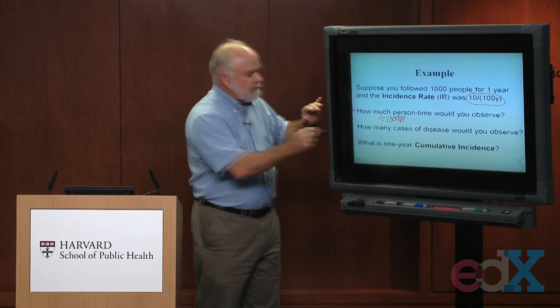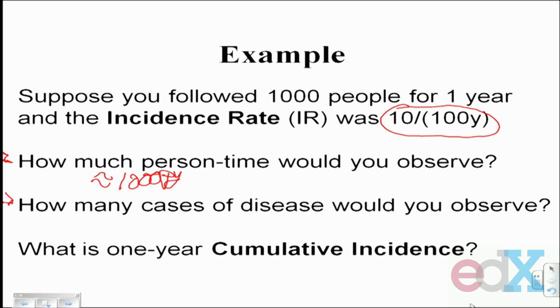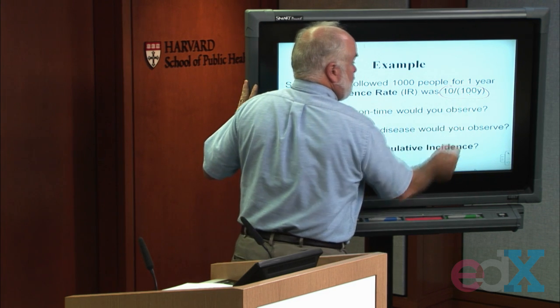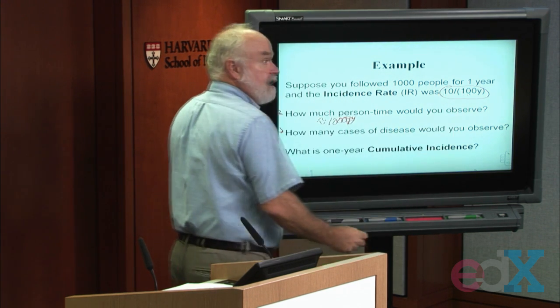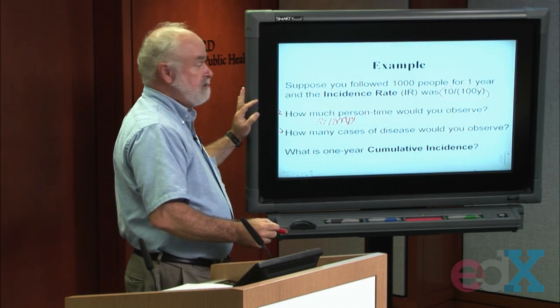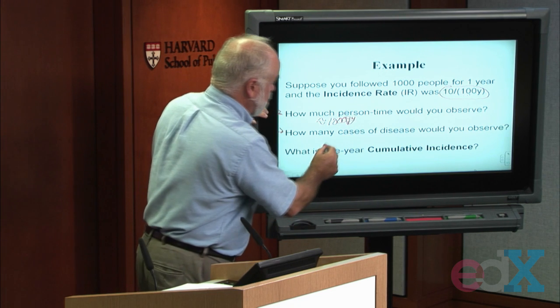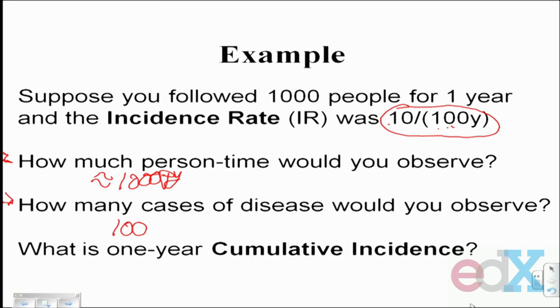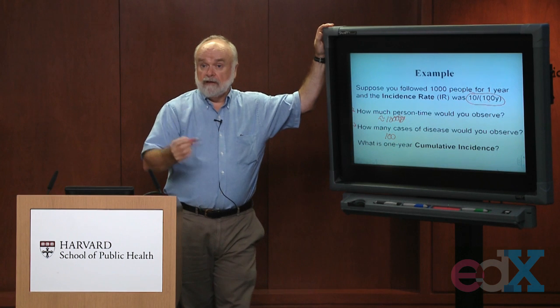How many cases of disease, say death, would you expect out of these 1,000 person years of follow-up? Well, the incidence rate says for every 100 person years, you'd expect to see 10 cases. You've got 1,000 person years. You'd expect to see 10 times 10. You'd expect to see 100 cases of disease occurring out of those 1,000 people when they're being followed for that period of time.